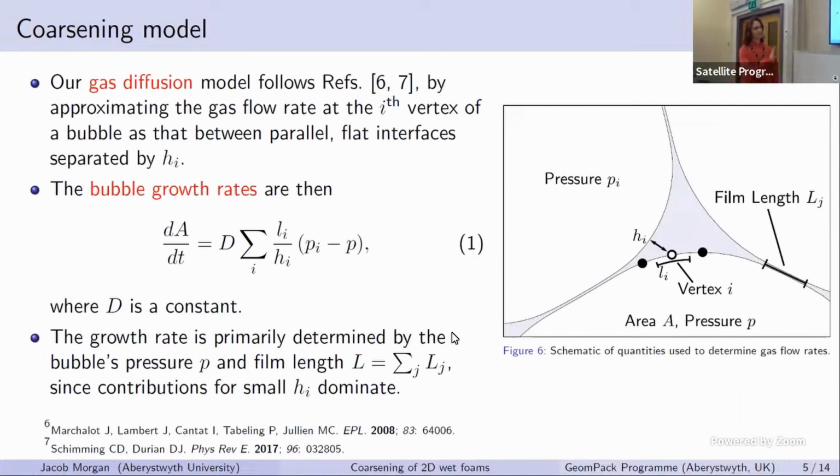I think this kind of thing is well established, and as was discussed in the previous talk, to understand the growth rate, it seems necessary to understand the bubble pressures and the film lengths of the bubbles, noting that the contributions to this sum are only large when H is small, that is to say within the films. So obviously we are most interested in the flow through the films, because that's the dominant contribution, or is assumed to be.